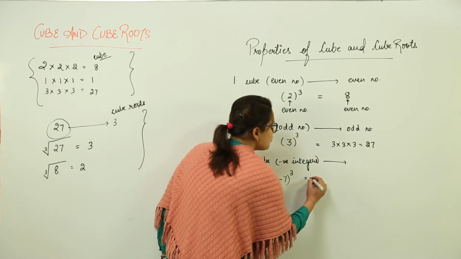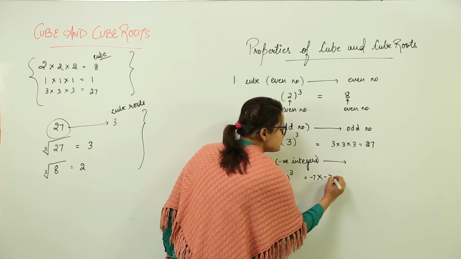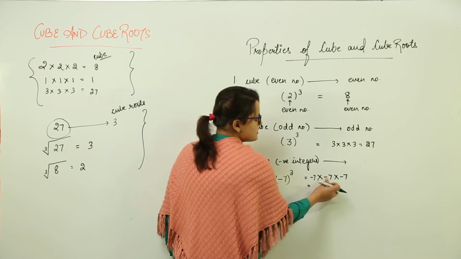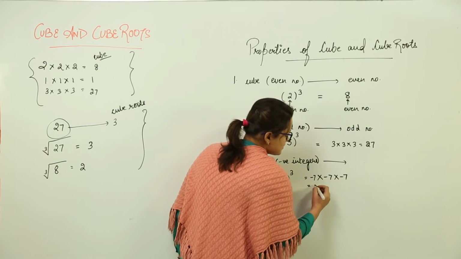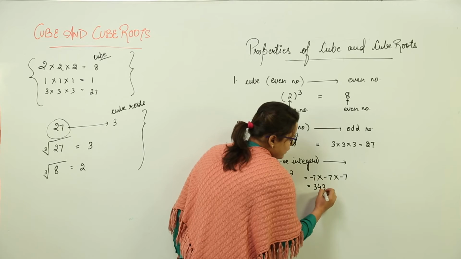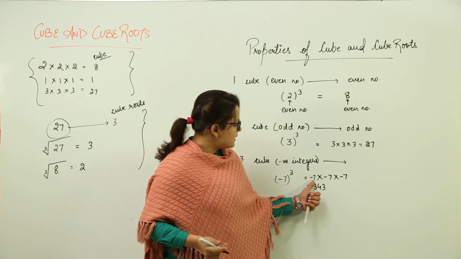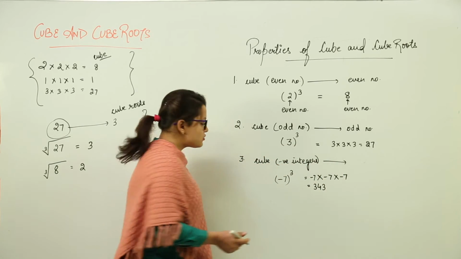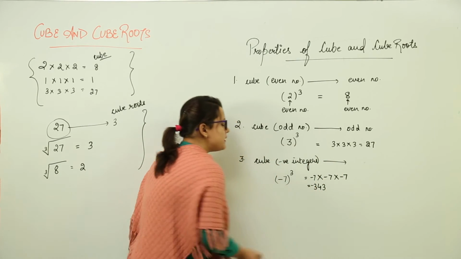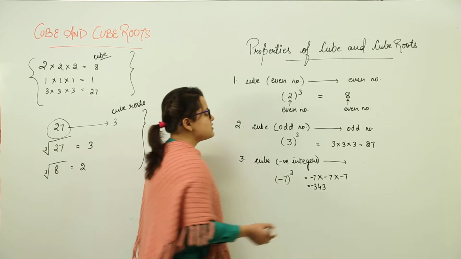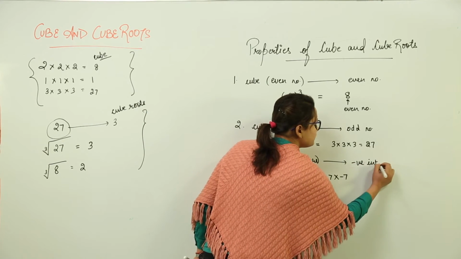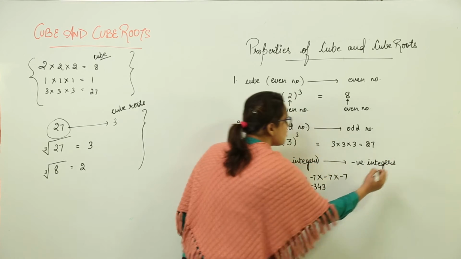So over here we write minus 7 into minus 7 into minus 7. What do we get? 7 sevens is 49 and 49 sevens is 343. What about the signs? Minus and minus becomes plus, and plus with minus comes back to minus only. That means the cubes of negative integers are always negative integers only, right? That is how we conclude.